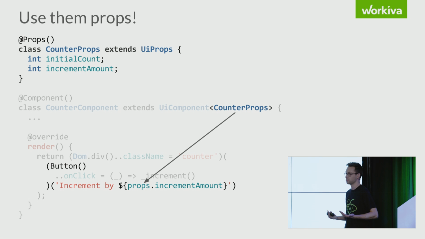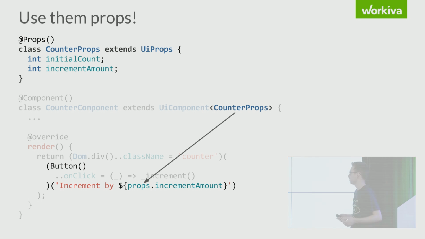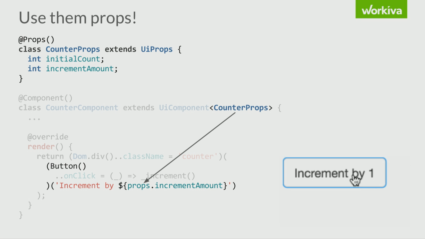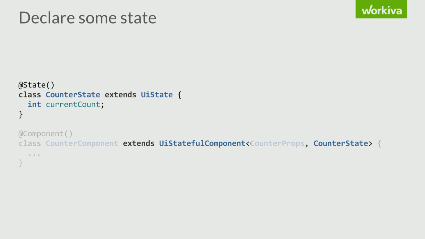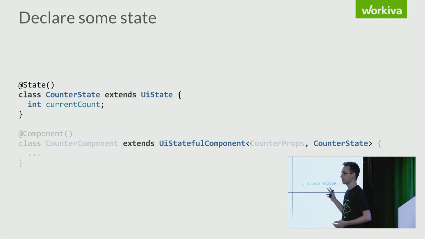And because, again, we've used counter props as a generic parameter, we get typed access to props. So anything that's declared in props, we can just do dot and it'll autocomplete and analyze properly. So if we pass in an initial count of 1, then it renders as expected. Now, since we want the component to update itself, we need to declare some state. So in this case, I've made a new state class and swapped out the base class from UI component to UI stateful component. This allows us to add this generic parameter so we get typed access to this state.